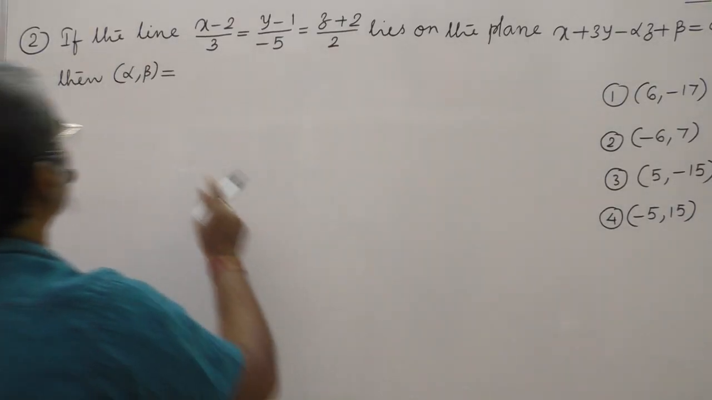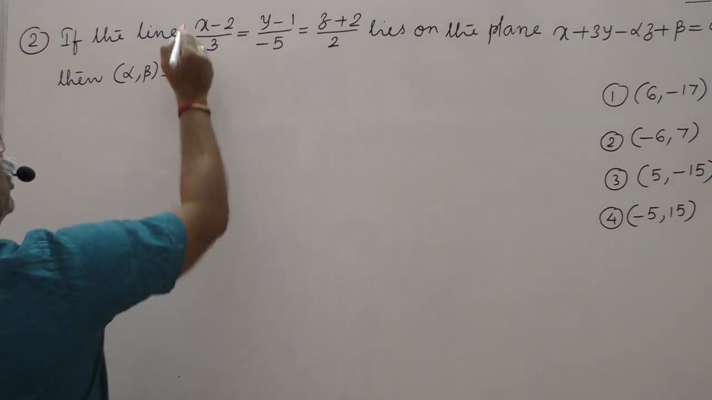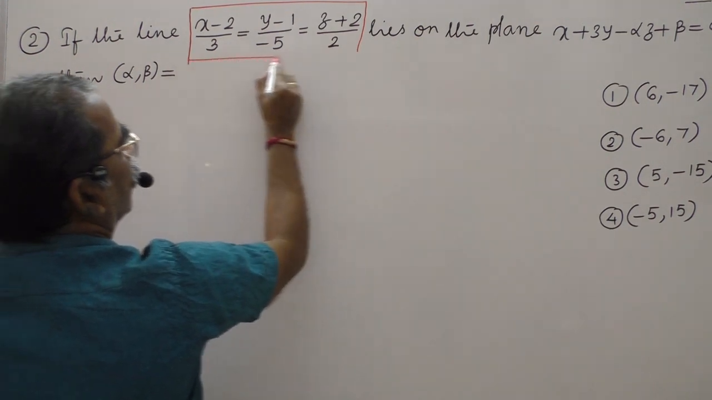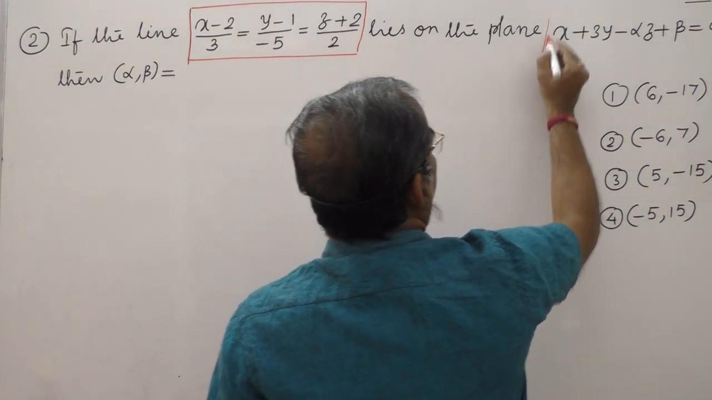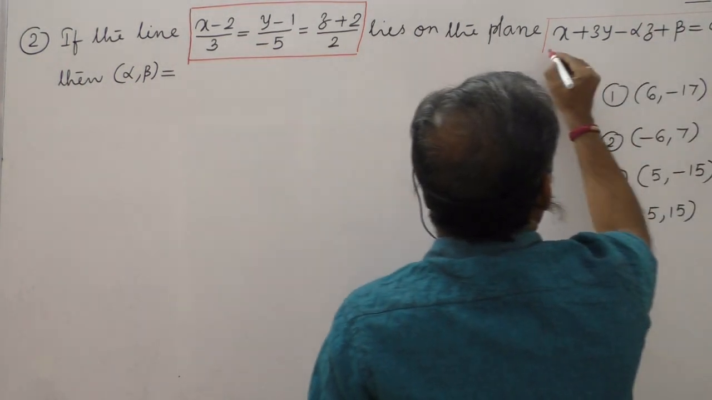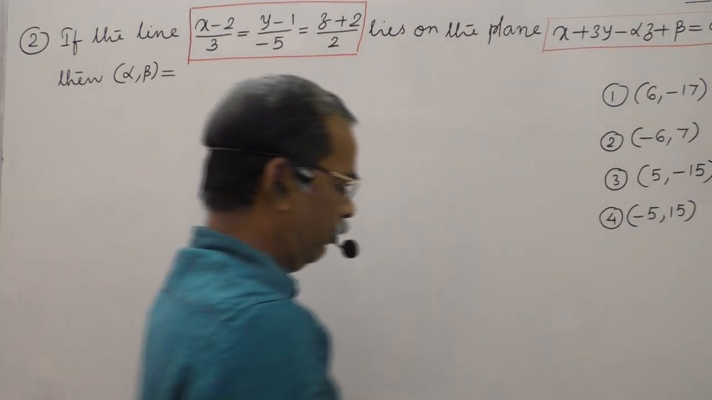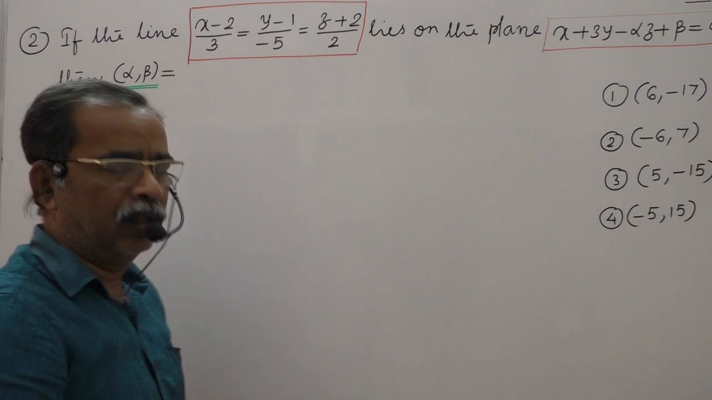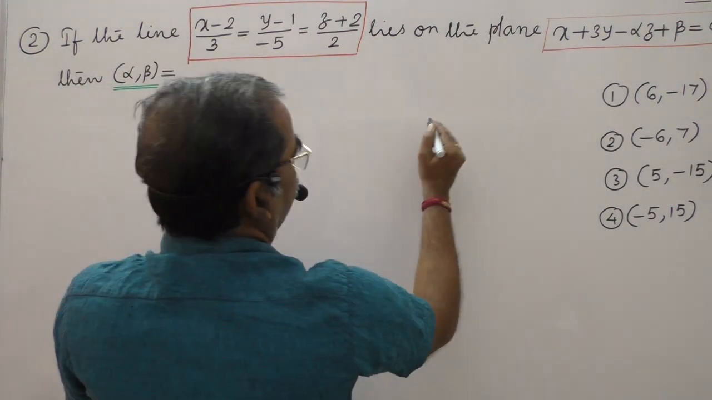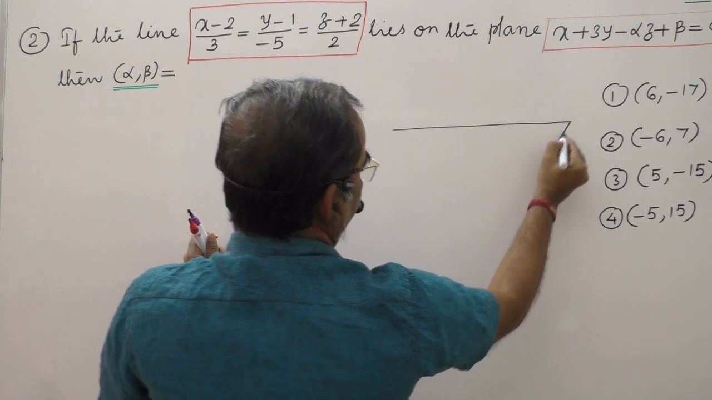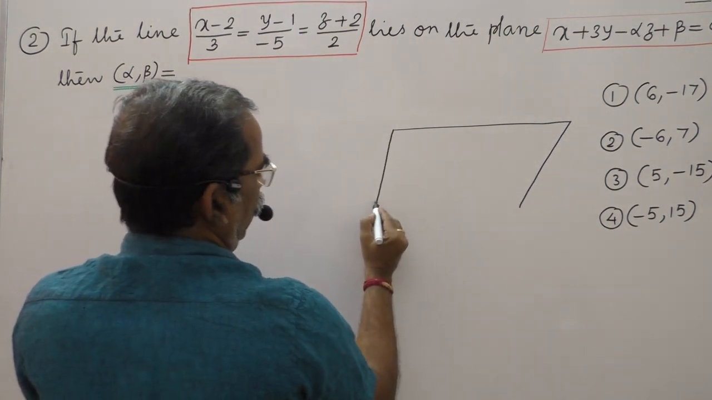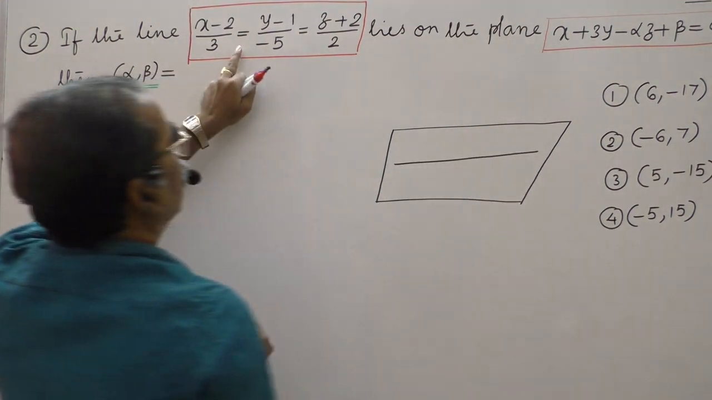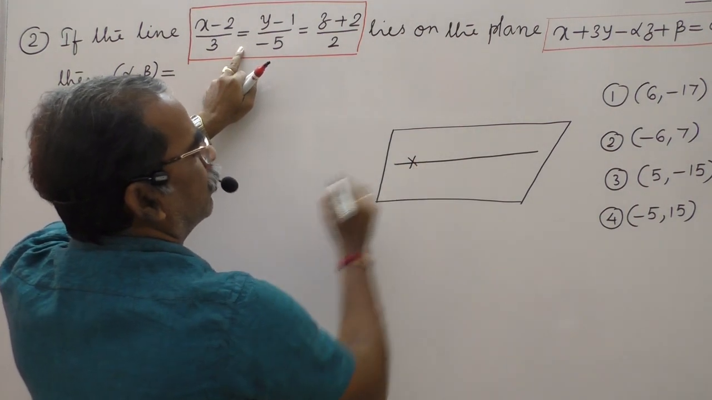Next question, question number 2. A line is given, and the line lies on this plane. If the line lies on the plane, what are the values of alpha and beta? Again the same: a plane is given, and the given line lies on this plane. This line is given in the symmetric form.